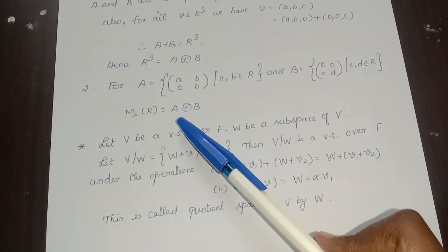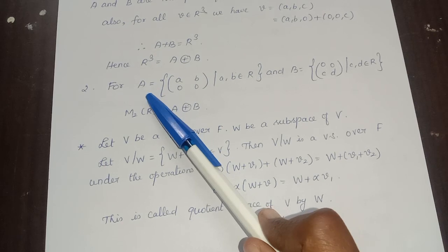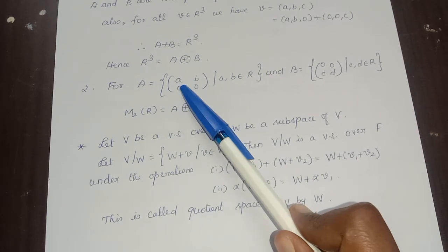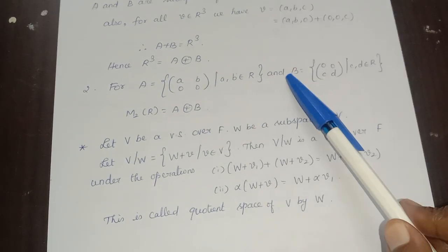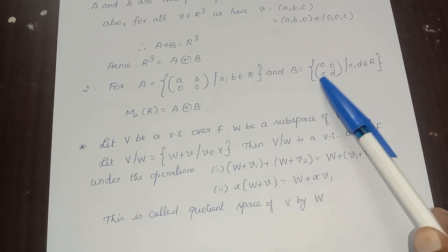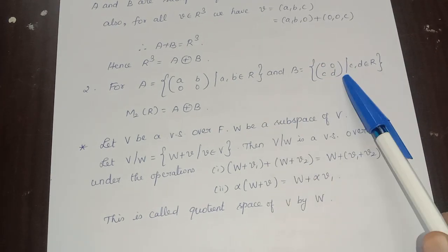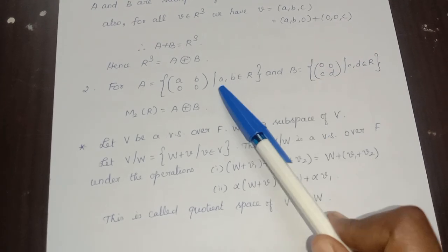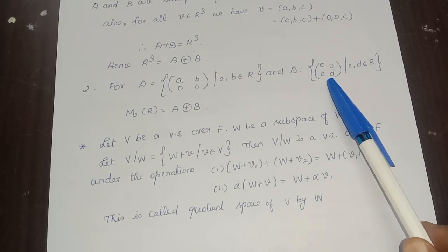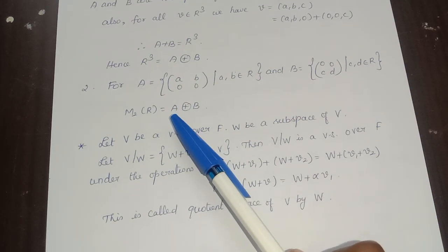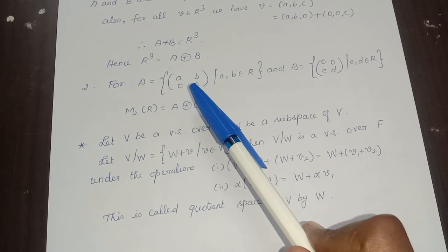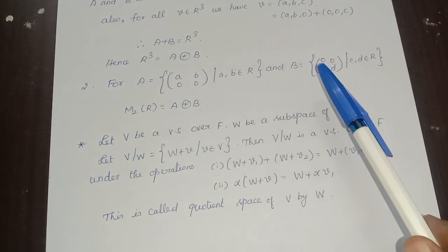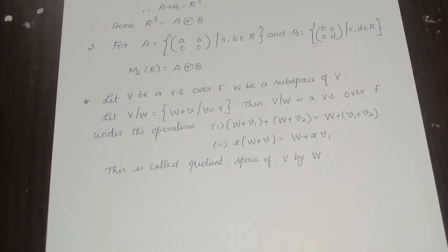Then the next one. Consider these two matrices. A equals the set of all matrices of the form [a b; 0 0], and B is the set of all matrices of the form [0 0; c d]. These two are subspaces of M2(R), and their intersection is singleton 0, and every element of M2(R) can be written as a unique sum of an element of A plus an element of B. This is another direct sum.